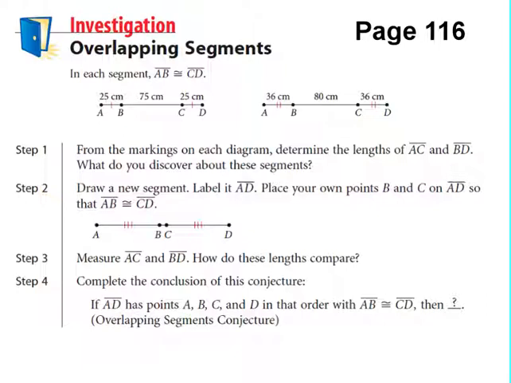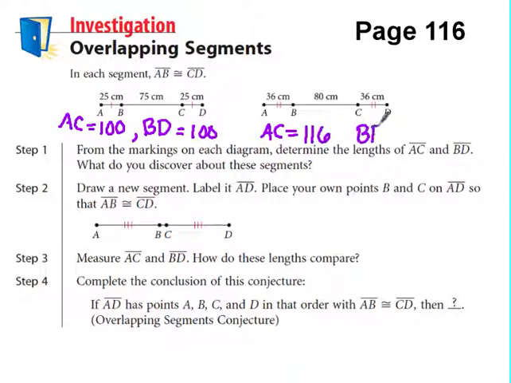So let's look at the first diagram. What would AC measure? AC would measure what? 100 centimeters. What about BD? 100. Because notice you've got 75 and 25. What about AC in the second diagram? What's that going to measure? 116. Okay, what about BD? 116. So what do you notice about those two segments? They're equal. Okay, they're equal in each of those.